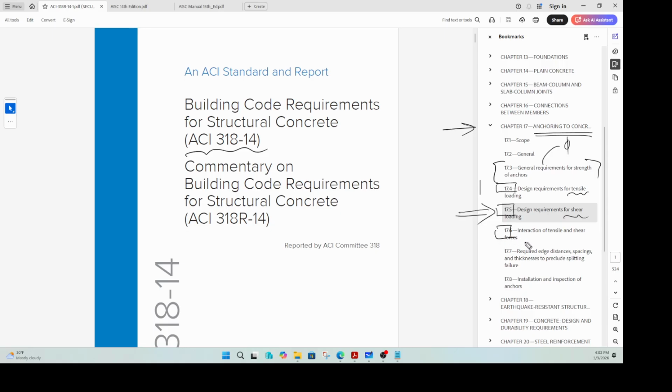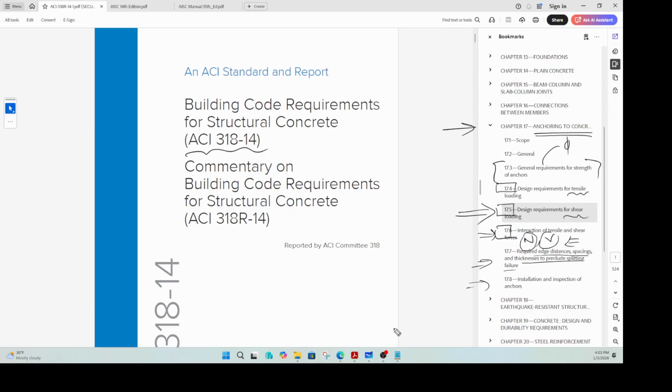17.6 is just interaction. So if you have your tension and you have shear, then how do you know if these two things interact and the final outcome is good? So we need to look at this section to understand how that interaction can be taken care of. Then there are just thumb rules about edge distance, spacing, thickness, and all that. And then this is all about installation and other requirements.